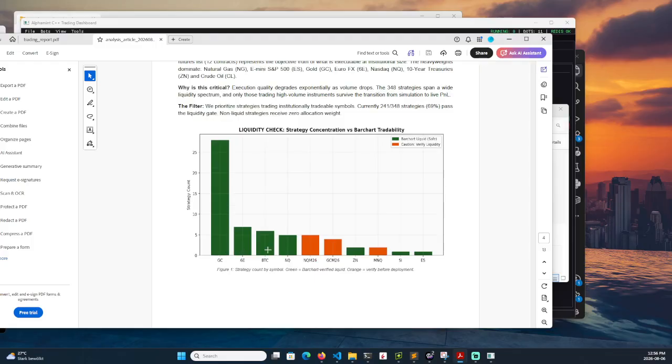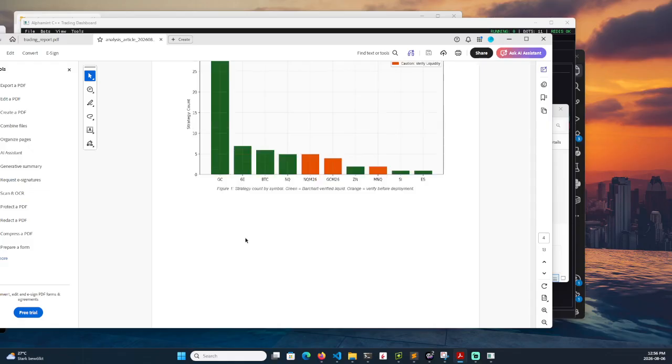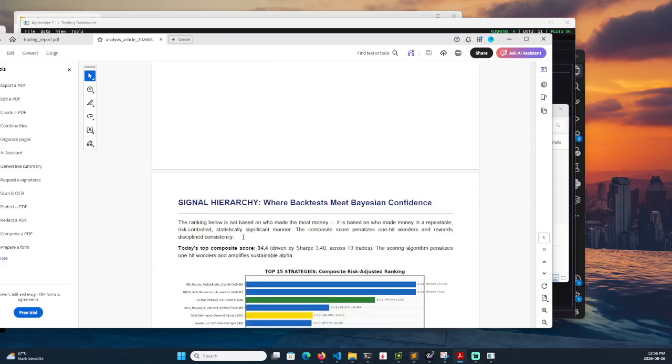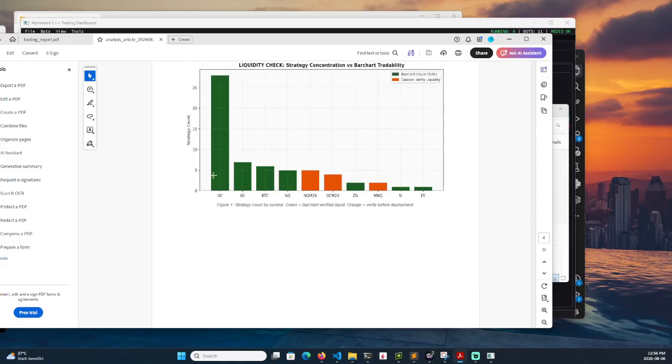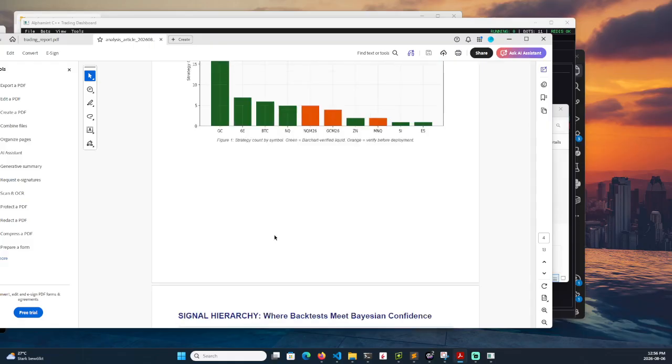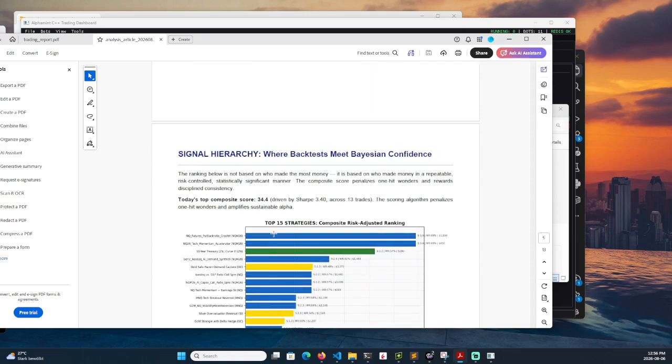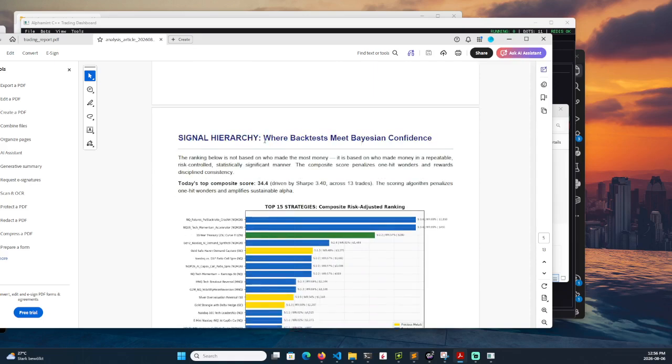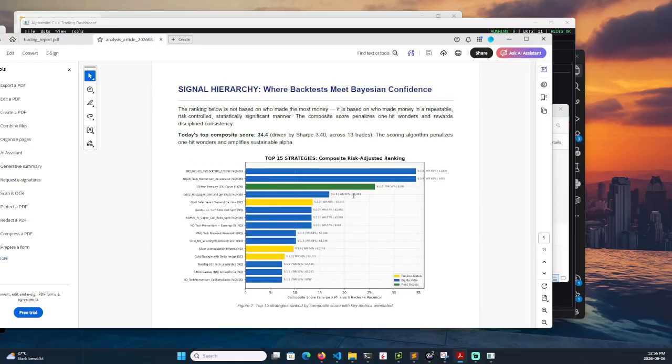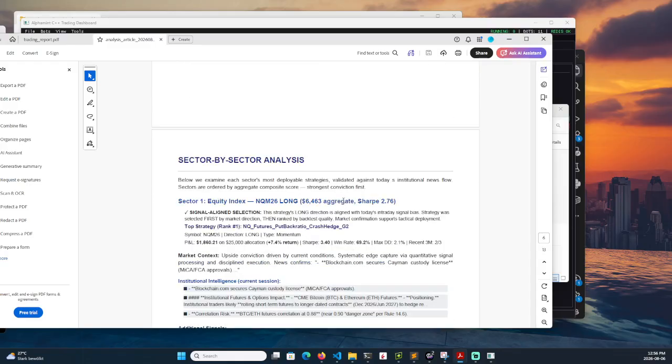Gold, euro, Bitcoin. Now these are not the raw prices. These are on the various strategies you could have used over a period of time. So those are all based upon the returns from those strategies, not the raw price. Okay. So we have here the different hierarchy with Bayesian confidence. And this is the important stuff right here.